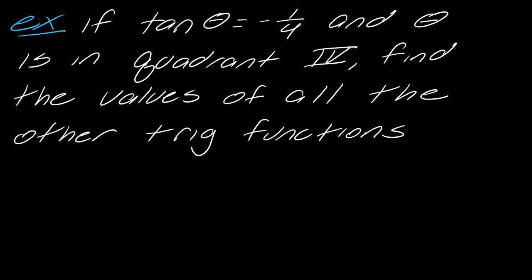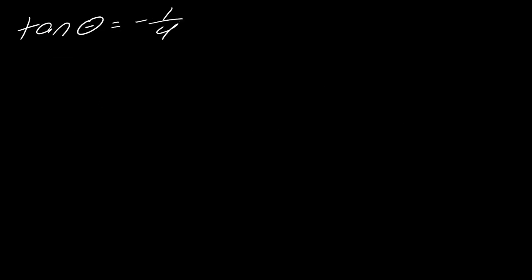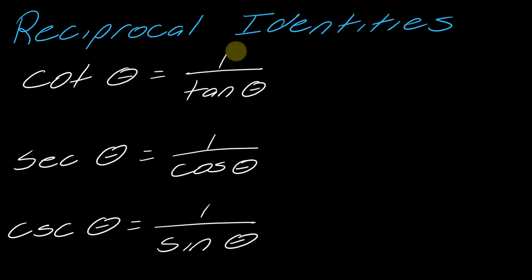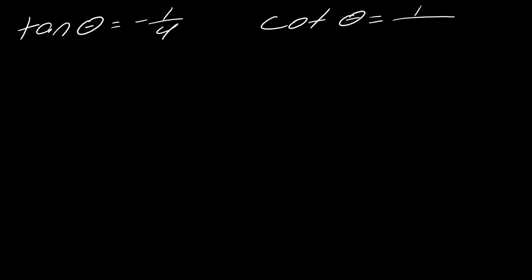Okay, so now I want to turn towards this next one. If tangent of theta equals -1/4 and theta is in quadrant 4, find the values of all the other trig functions. Okay, so let's make a little space. And we'll start by just noting this, tangent of theta equals -1/4. Now from this, I can get for sure cotangent of theta, right? Because that comes from one of the reciprocal identities. Cotangent of theta is just equal to 1/tangent of theta. So that's 1/(-1/4), which is just going to equal -4, right? So that's it for that one. And that's in quadrant 4. We know tangent is negative in quadrant 4.